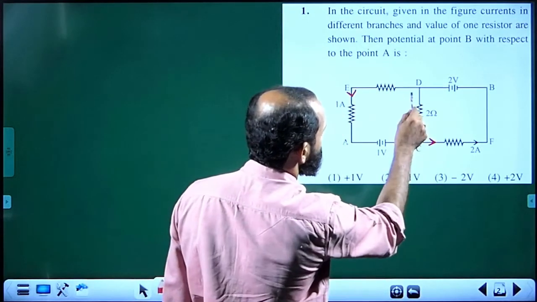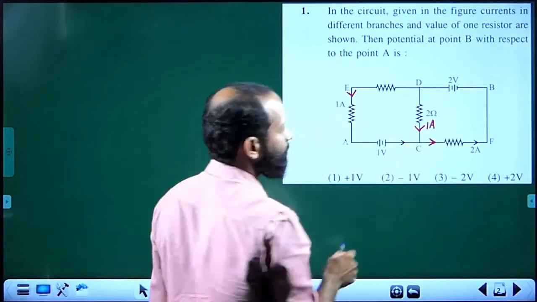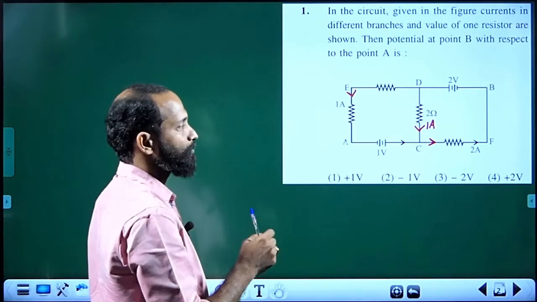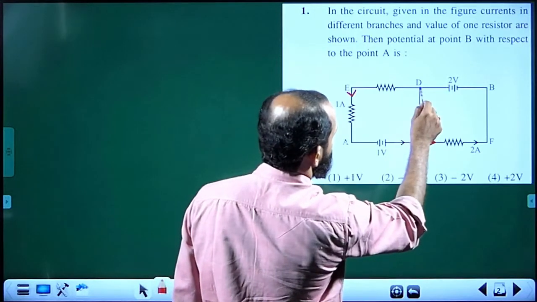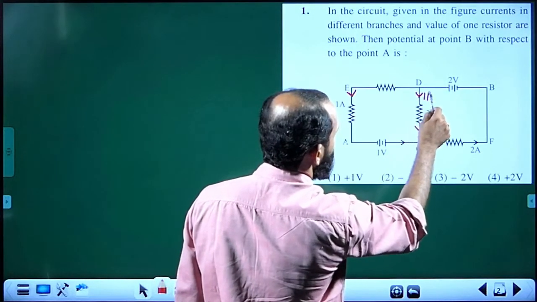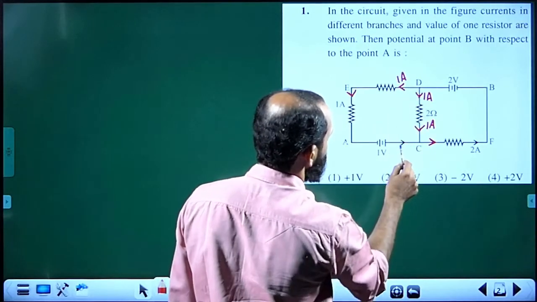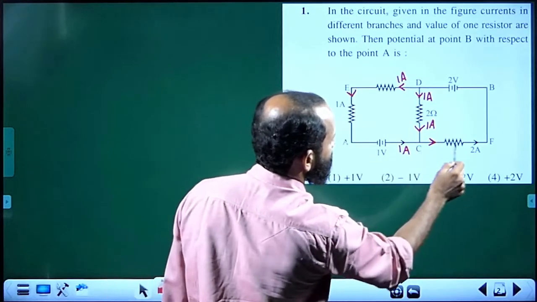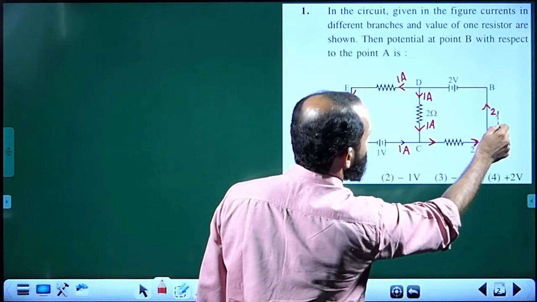So, current at this branch must be 1 ampere downward to satisfy charge conservation, and that is postulated by Kirchhoff's junction rule. And here the current should be 1 ampere. Here the current is 1 ampere. Here also it is 1 ampere, as this 1 ampere is said. Here the current is 2 ampere. Here also in this branch current is 2 ampere.